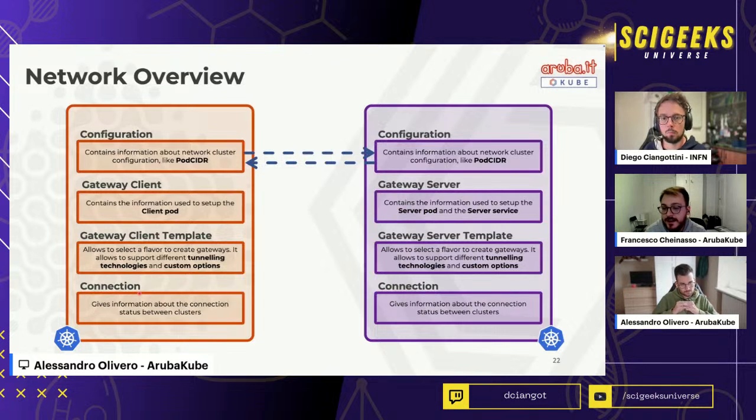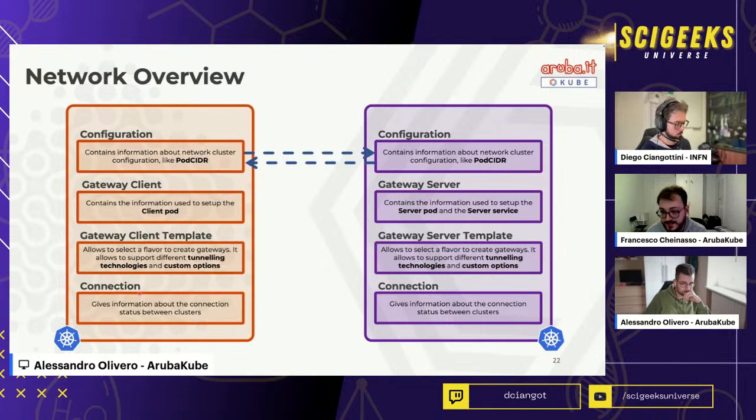Okay. Just a few words about the CRDs used to configure our network. We have the configuration resource, which contains the information about pod CIDRs and other network configuration that is exchanged between the two clusters. Then we have the gateway client and gateway server that allow you to create the deployment and the services used by the gateways.